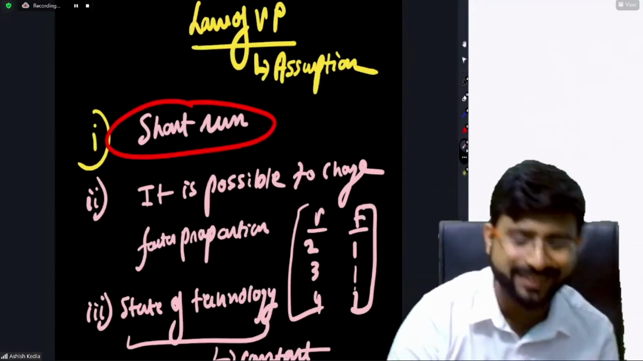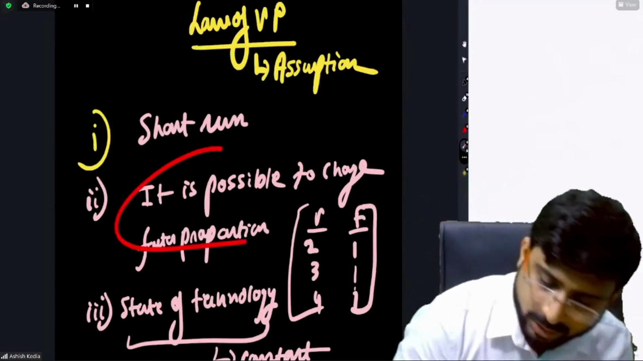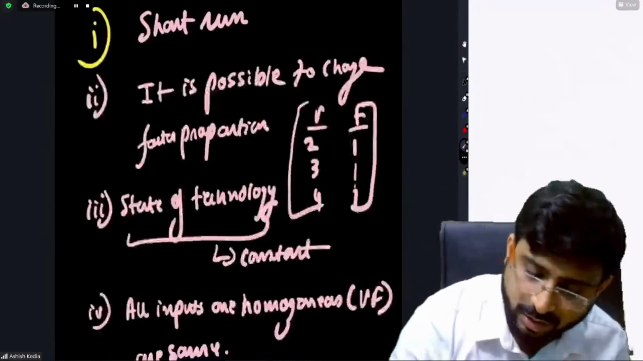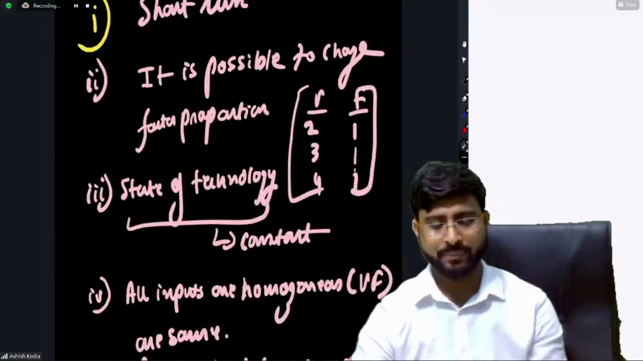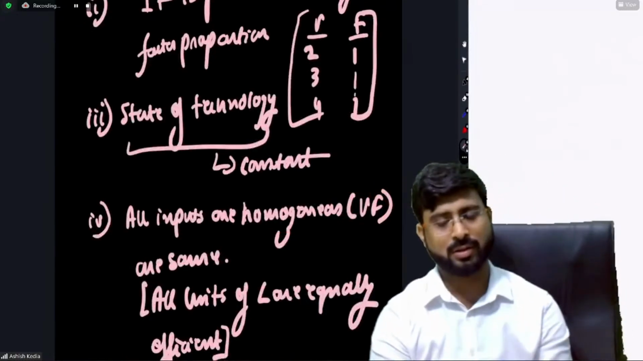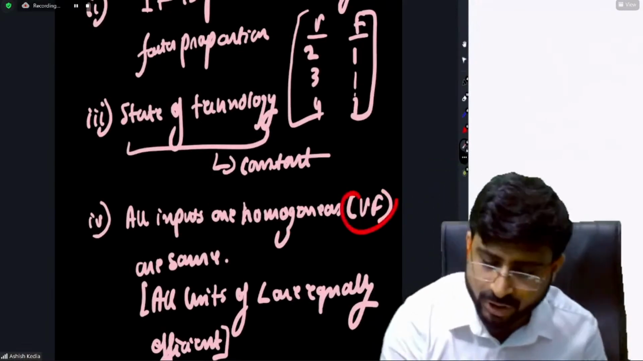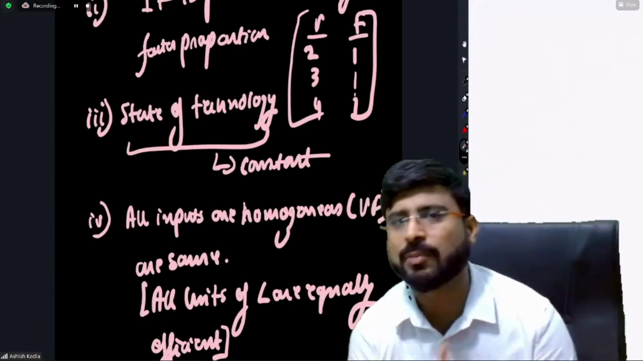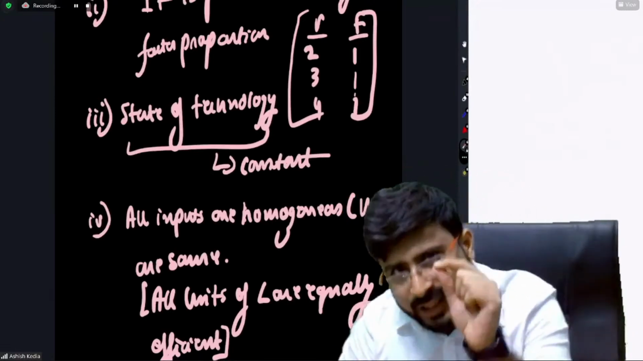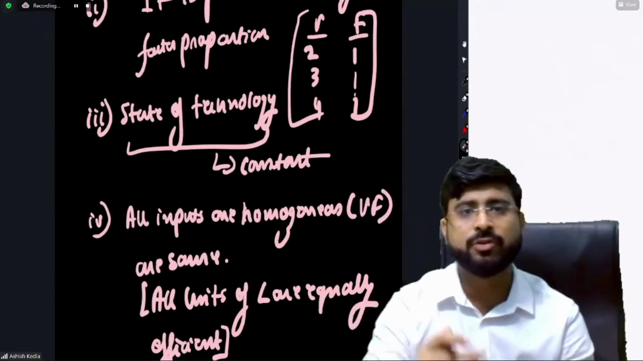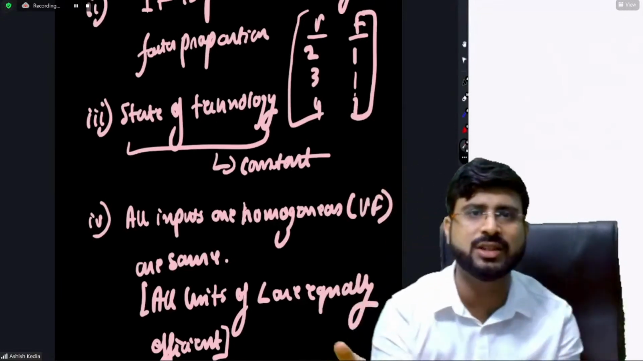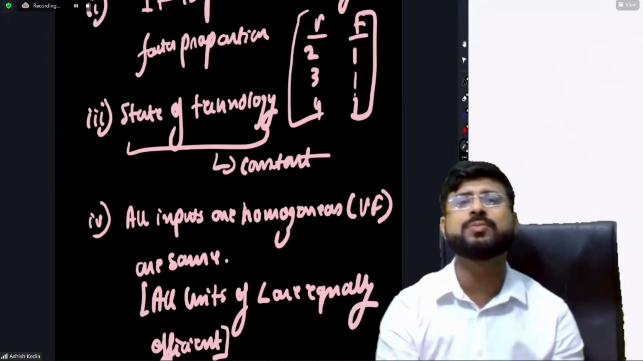So law of VP applies in the short run. It is possible to change factor proportion. State of technology is, yes, constant. Next, all inputs are homogeneous. All inputs are homogeneous means all the units of variable factor are same. So if I apply one labor or two labor or three labor, they are of equal efficiency. We will not assume that the second labor is more efficient than the first or the third is more efficient than the second.